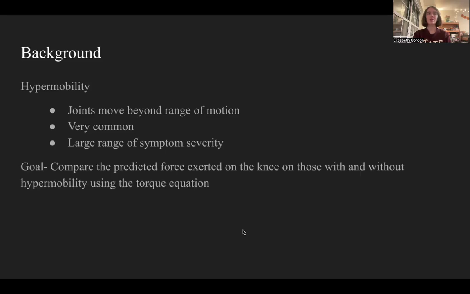Today, I will evaluate an application of physics on this health issue and investigate how the knee torque of hypermobile people compares to the knee torque of non-hypermobile people in terms of the predicted force applied in the torque equation.